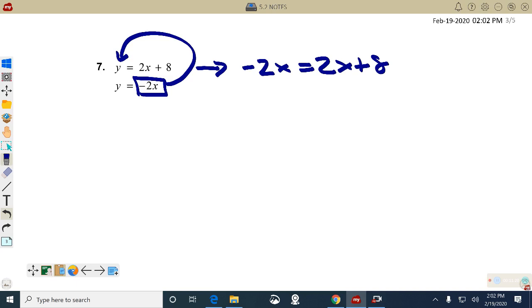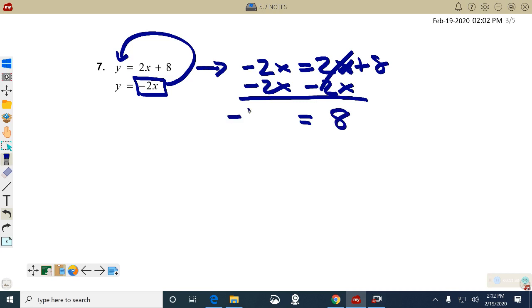Okay, so let's get x's on one side, because right now I have x's on both sides. Remember on Math 1 days? If you have x's on both sides, there's something you do to get them on one side. Let's subtract 2x from both sides, because that'll get the x's on one side. Watch what happens. 2x minus 2x is gone, so I have 8 on the right side. Negative 2 minus a negative 2 is going to be a negative 4x.